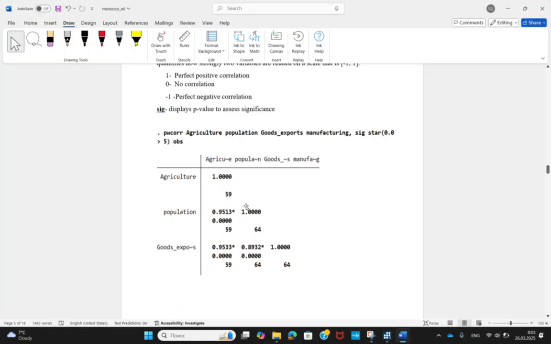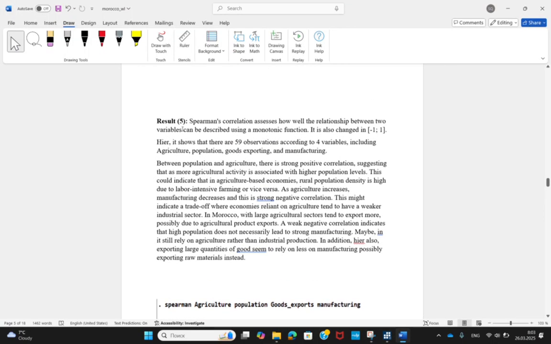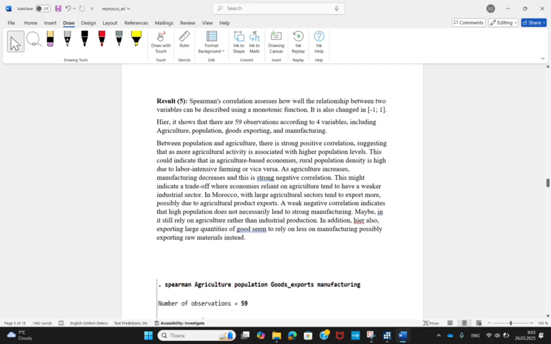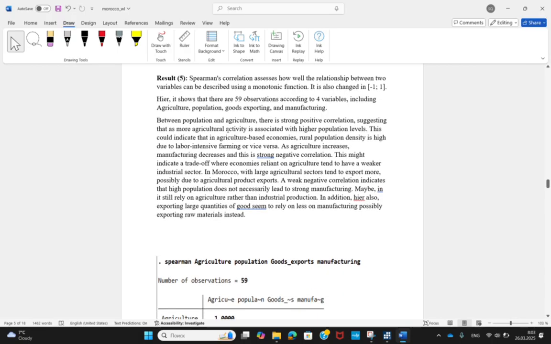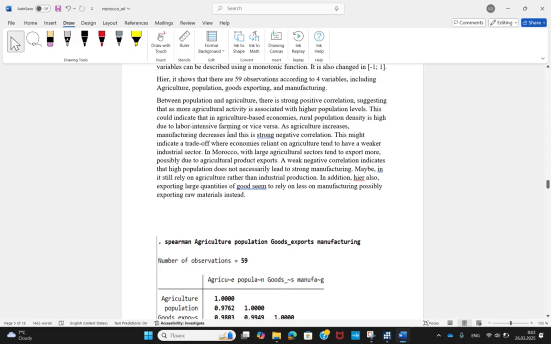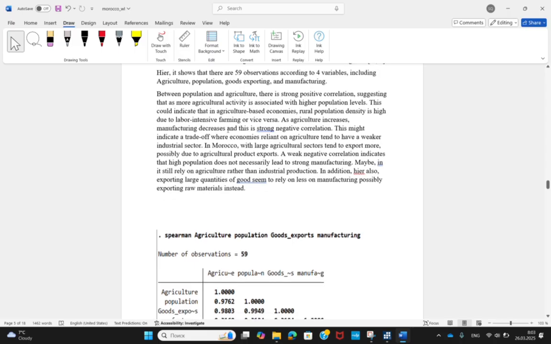And let's go back to our results. Result 5 is Spearman's correlation. It assesses how well a relationship between two variables can be described using a monotone function. It also ranges from -1 to 1. Here it shows that there are 59 observations for the variables, including agriculture, population, goods exports, and manufacturing.